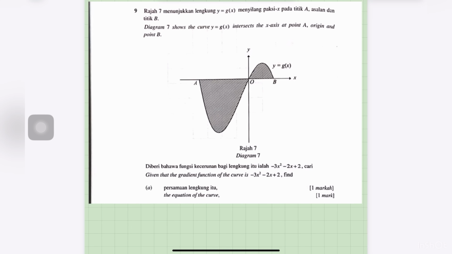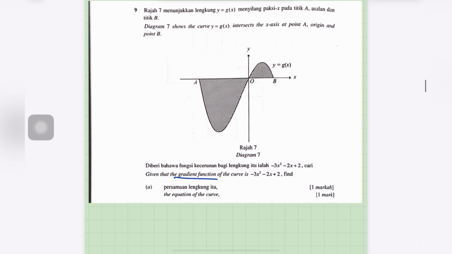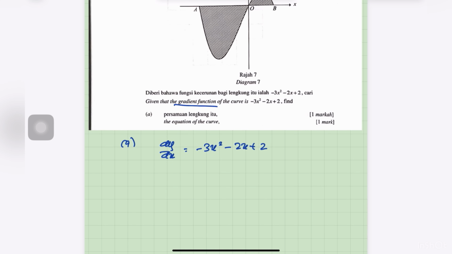Question number 9. Diagram 7 shows the curve y equals to g(x) intersect the x-axis at point A, origin and point B. Given that the gradient function of the curve is negative 3x squared minus 2x plus 2, find the equation of the curve. Okay, so gradient function is dy/dx, right? So dy/dx equals to negative 3x squared minus 2x plus 2. So to find equation of the curve, we need to integrate with respect to x. So dua-dua belah kita integrate with respect to x.